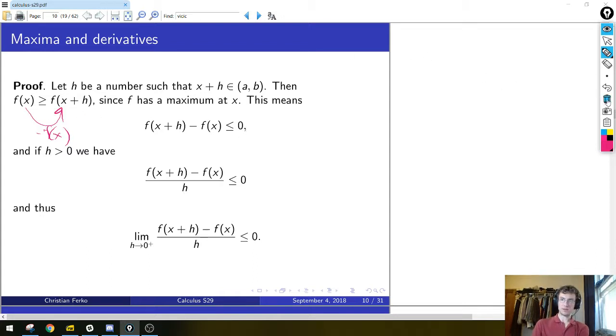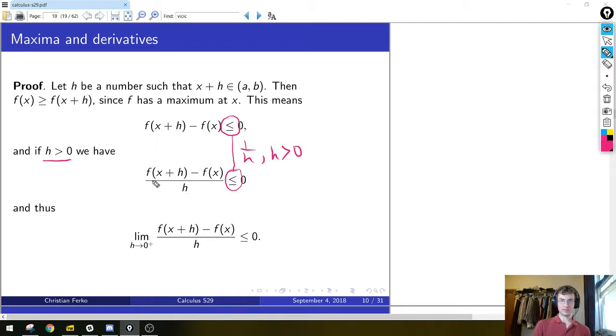Now you can probably see where I'm going with this, because this looks suspiciously like a difference quotient. So we're going to consider the case where h is positive and the case where h is negative separately. First, the case where h is positive. If h is positive, I can divide both sides by h, and it does not reverse the inequality. You can divide inequalities by positive numbers without changing the direction. So when h is positive, you simply divide both sides by h.